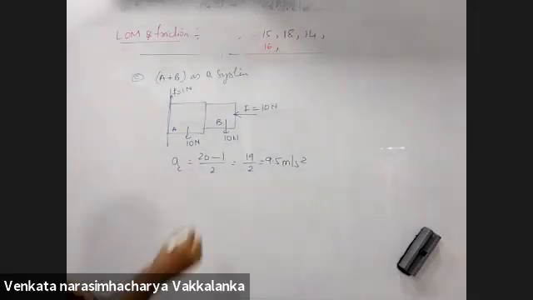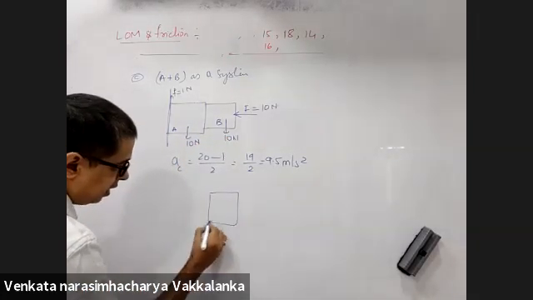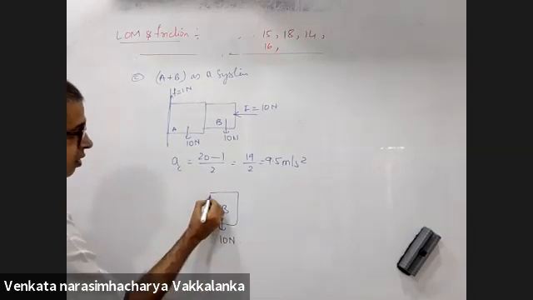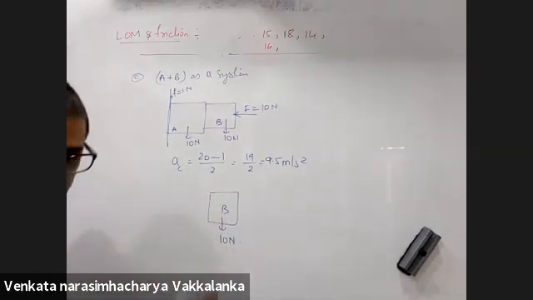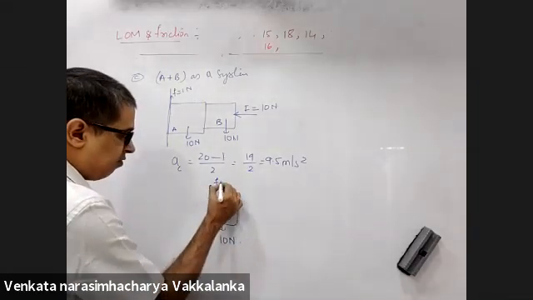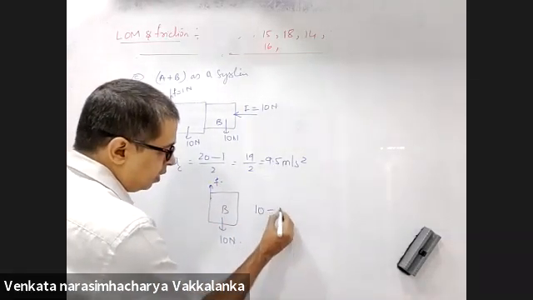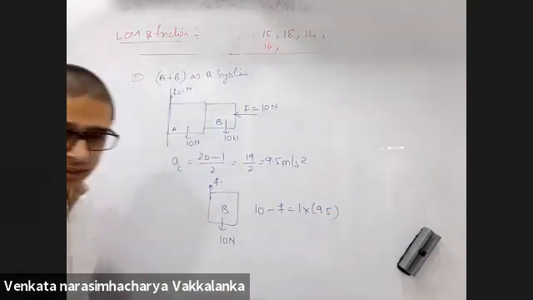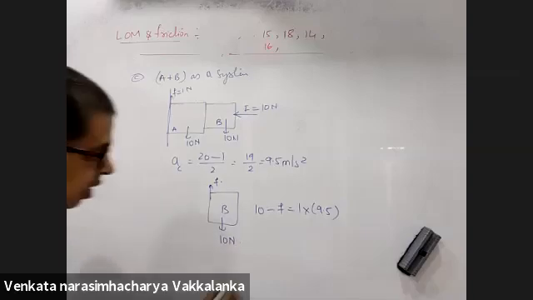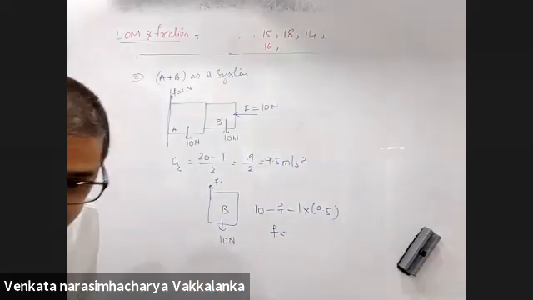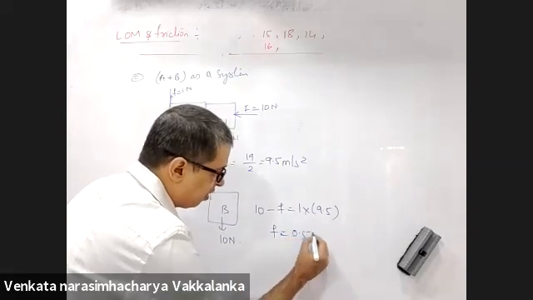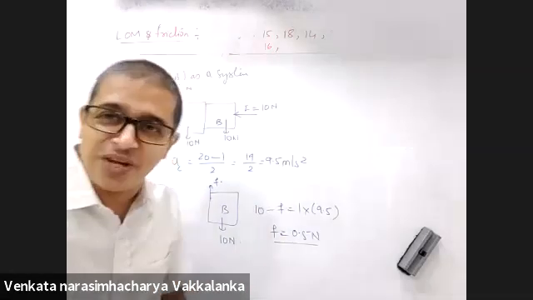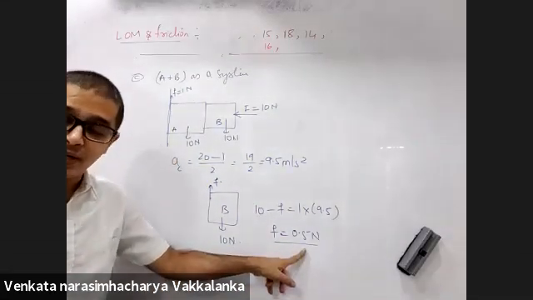Now for B, 10 Newton is acting downwards and I have got friction. 10 Newton minus friction is 1 into 9.5 meter per second square, the common acceleration. How much friction do I need? I need 0.5 Newton. 10 minus 9.5 is 0.5 Newton, right?